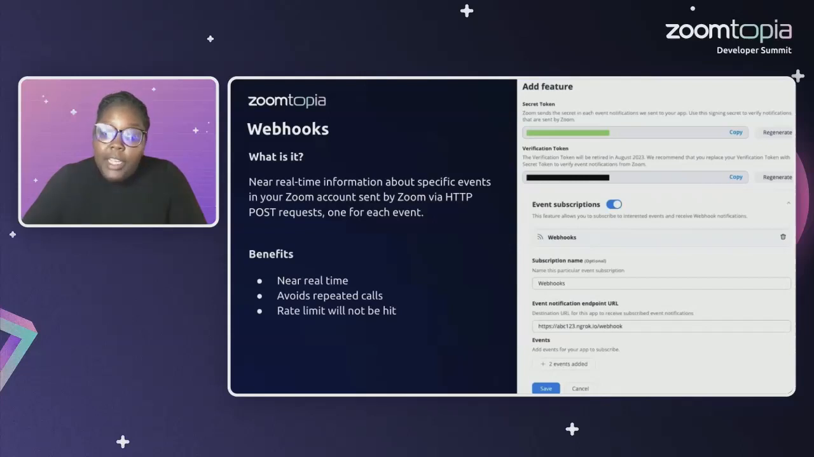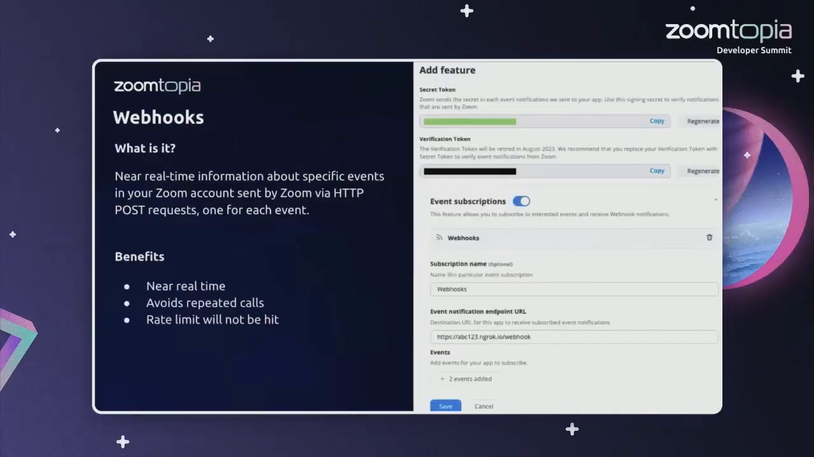So this also provides near real-time information about specific events sent by Zoom via HTTP post request, one for each event. So event types include account events, app events, such as the authorization of your app, meeting events, and more. Webhooks can be used to collect data for such things as recording completed, participant joined, participant in waiting room, as well as meeting started and or meeting ended. So this image on the right showcases what it would look like to get started with our webhooks through Zoom.